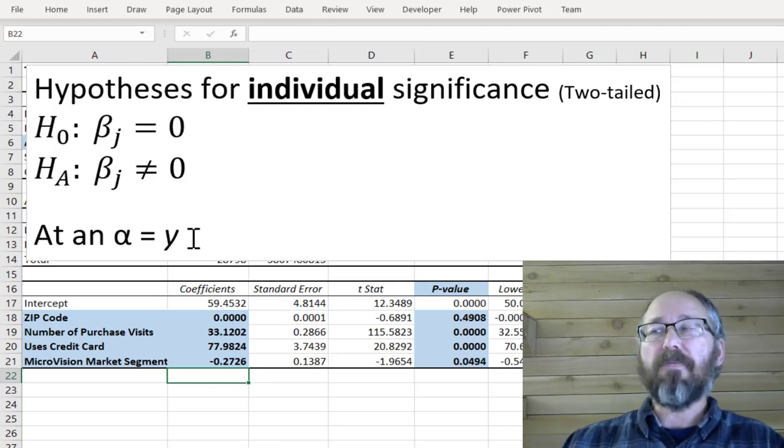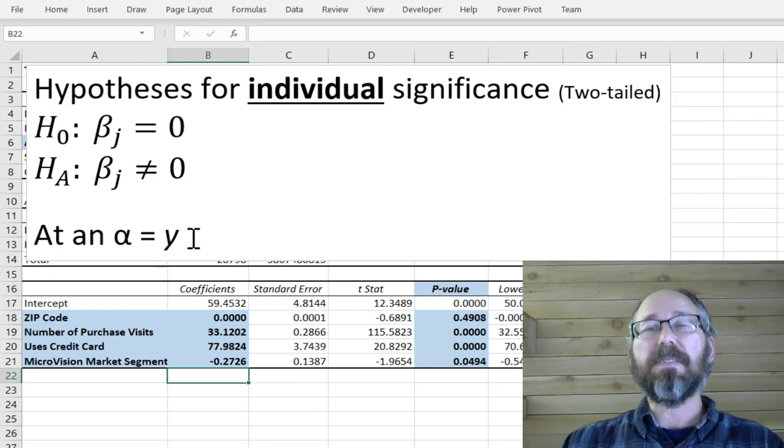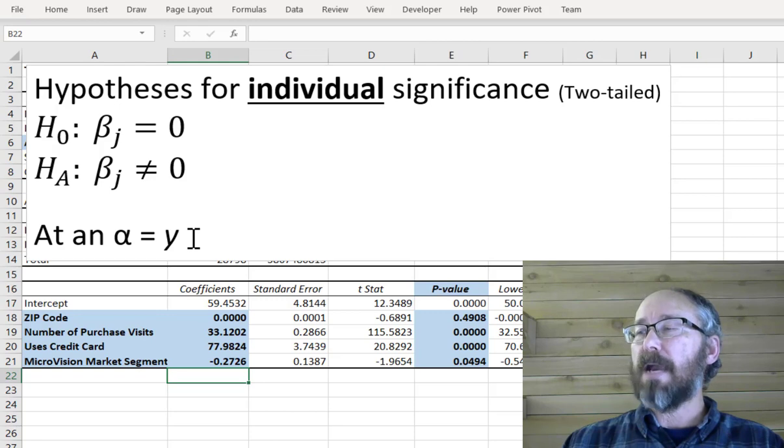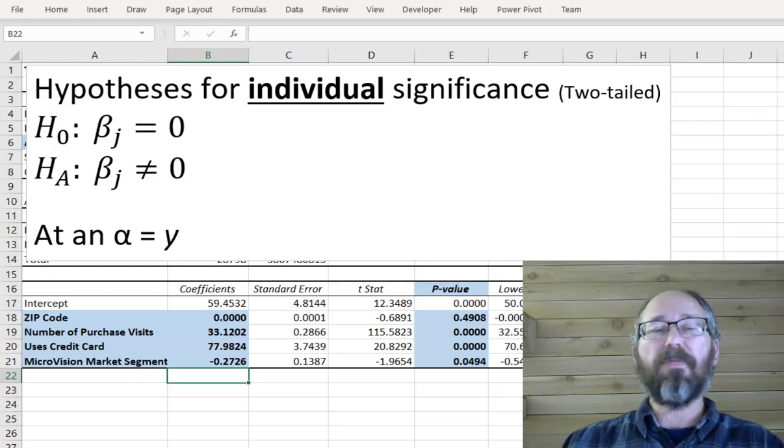And just like for the hypotheses for joint significance, we're using an alpha in our hypotheses for the individual significance, and it's the same alpha. It is based on our confidence level. So in this linear regression output, we have a confidence level of 95% and an alpha of 0.05.